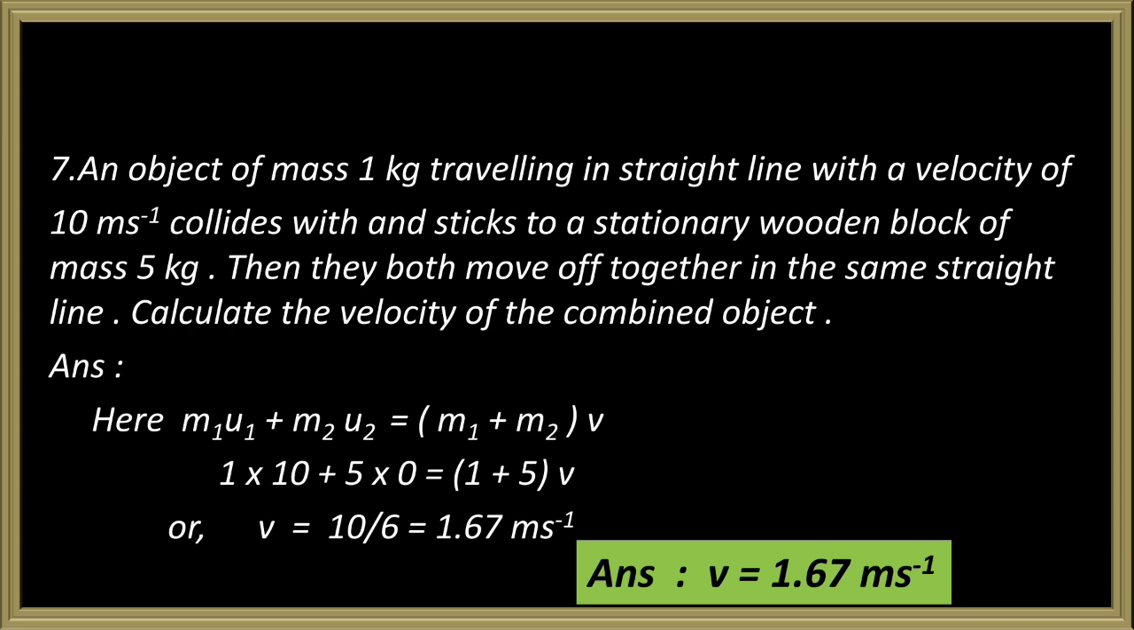Before collision the total momentum is m1 u1 plus m2 u2, and after collision when they stick together and move, then let us suppose that they move with common velocity v. So after collision the momentum becomes m1 plus m2 into v. So we can write m1 u1 plus m2 u2 equal to m1 plus m2 into v. So putting the values we get v equal to 1.67 meter per second.